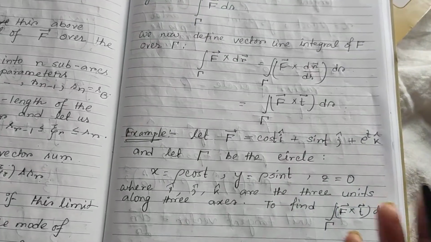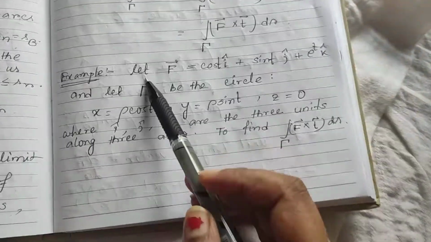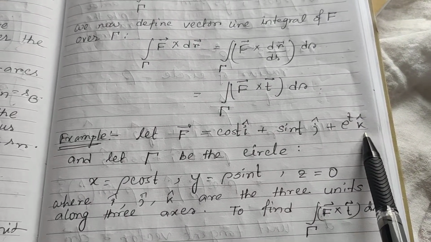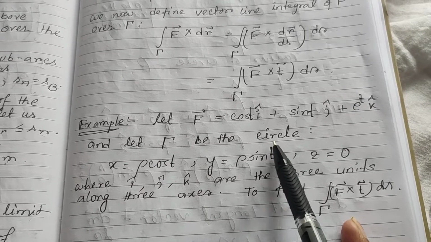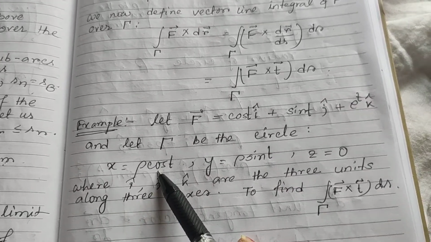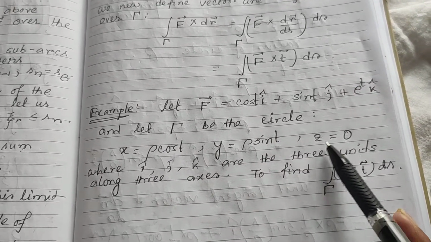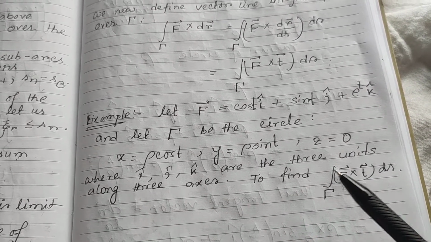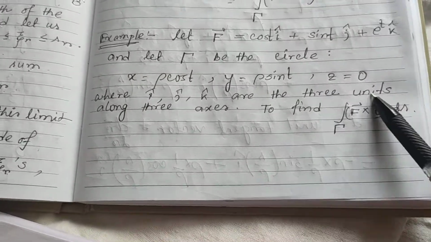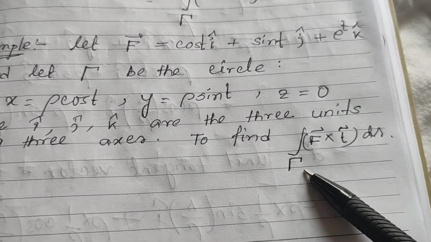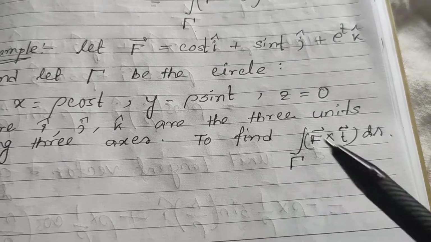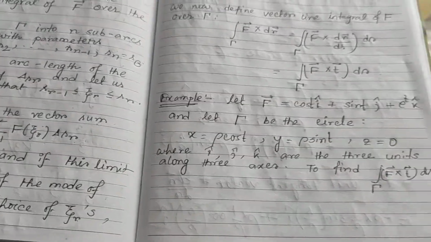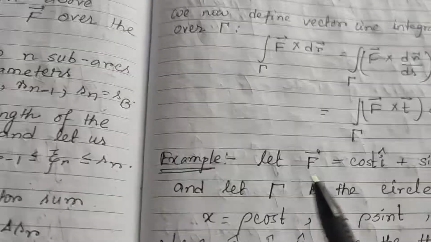By an example we can easily understand this. We consider a function f equals cos t i cap plus sin t j cap plus e to the power t k cap, and let gamma be the circle x equals rho cos t, y equals rho sin t, z equals 0. Here i, j, k are the three unit vectors along the three axes. You have to find the value of the integration over gamma of f cross t ds, the vector line integral for the function f over the circle, since the curve here is a circle.